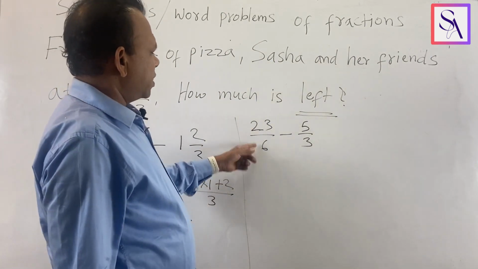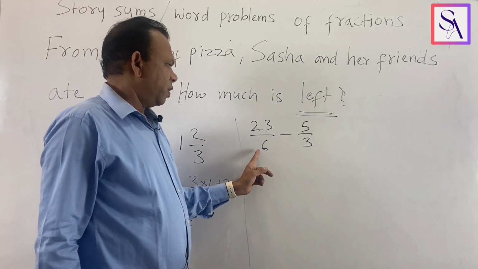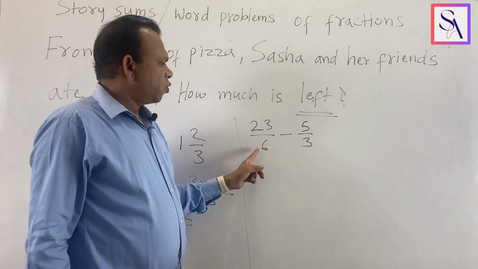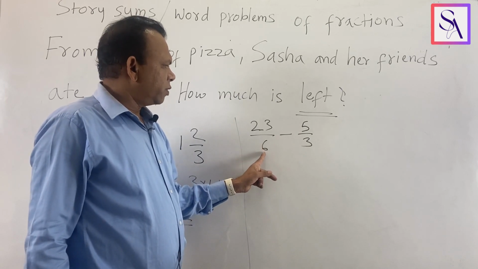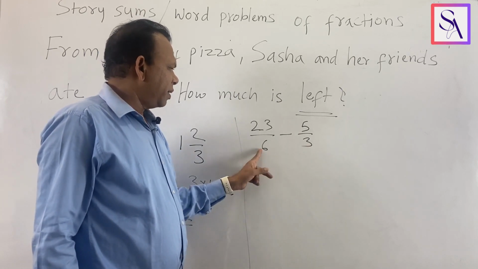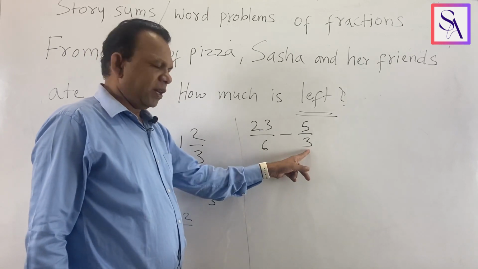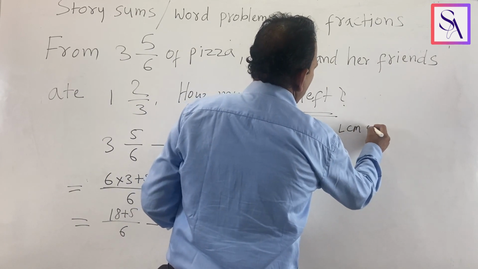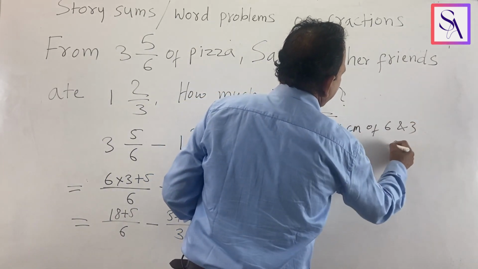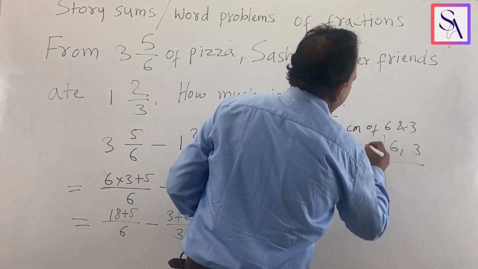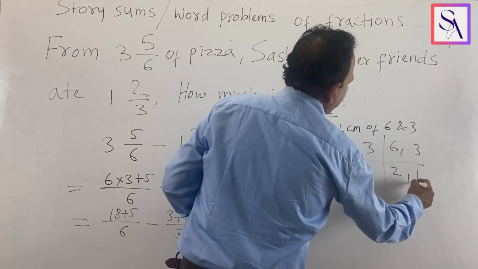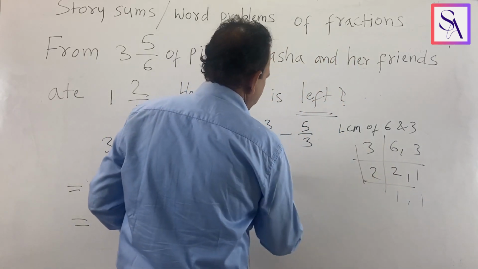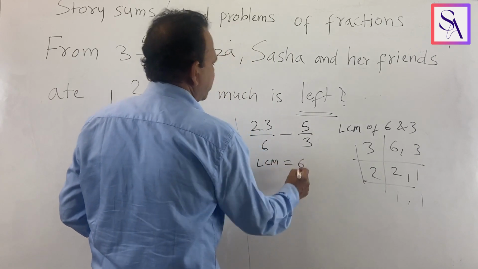So now these are two unlike fractions, and we have to subtract them. The method is LCM or cross multiplication. Here, 3 is a prime number, but 6 can be divided by 3. So I will take the LCM of 6 and 3. It's very simple. 3 2s are 6, 3 1s are 3, 2 1s are 3. So the LCM is 6.